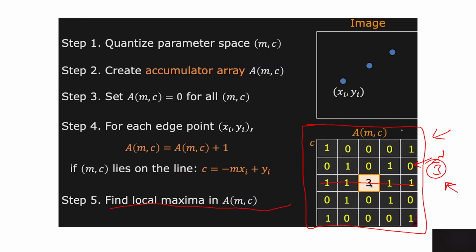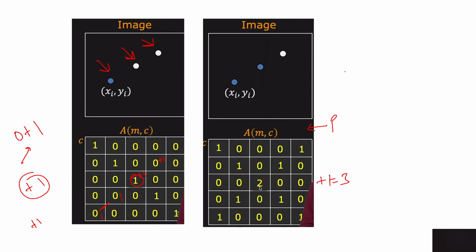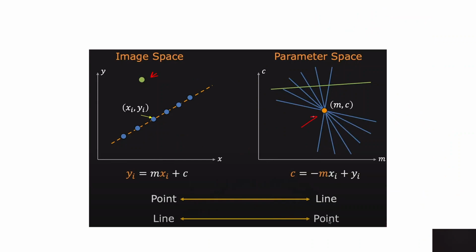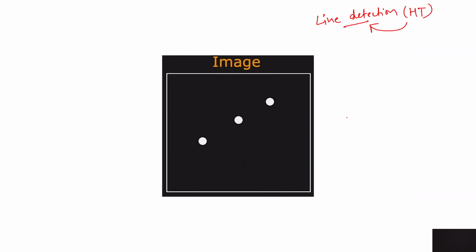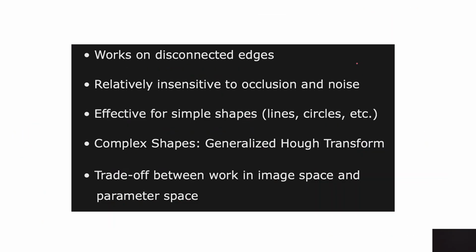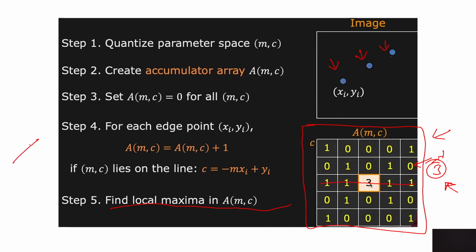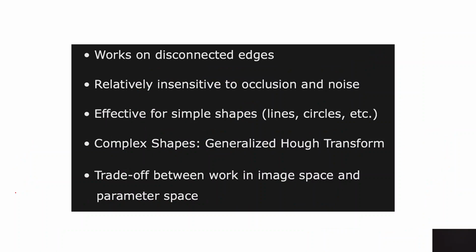Line means that there are multiple points that come to the same place in the parameter space. So this point is 3. This is what our Hough transform does. So now we know that we can detect a single line with Hough transform. There are different variations. For example, it can also find circles and ellipses and all.